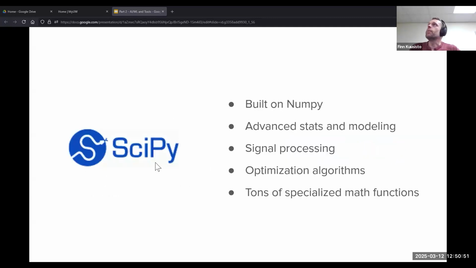I would just say pandas is a little bit more friendly for exploratory data analysis than NumPy. SciPy, tightly coupled with NumPy, allows you to do a lot more advanced stats and modeling. So there are a lot of built-in stats models, a lot of stats algorithms, hypothesis testing, stuff like that. There's signal processing built in.